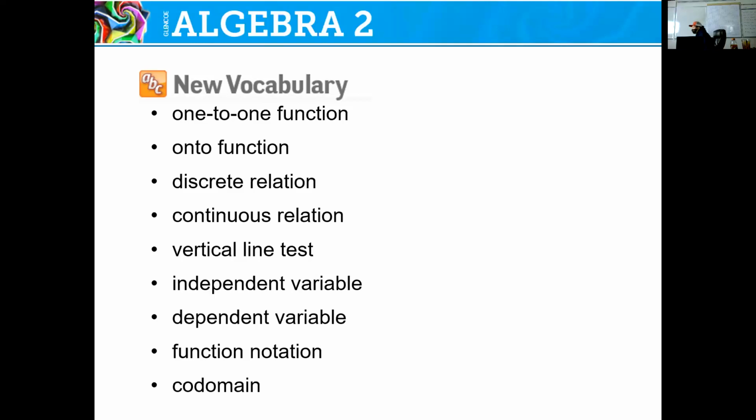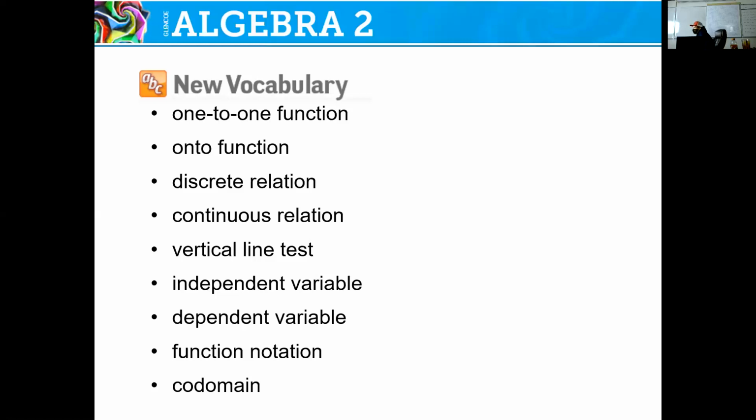An onto function is one where each item of the range corresponds to an item of the domain. A discrete relation is something that's broken apart, like a series of points. A continuous function is almost like a parabola, a line. It's what you're most used to when you're talking about graphing. The vertical line test, once again, is how we determine if a relation is a function.